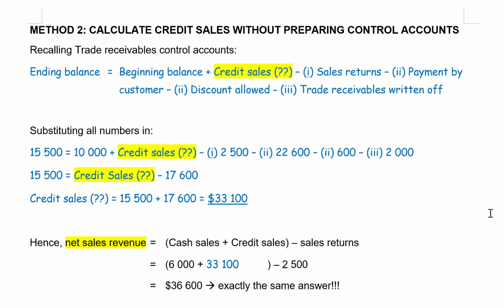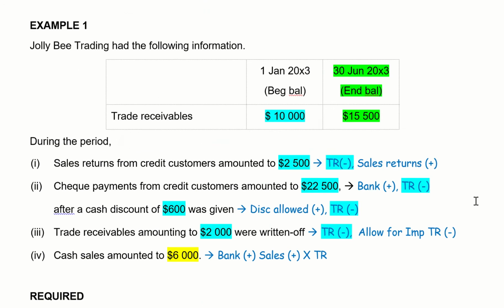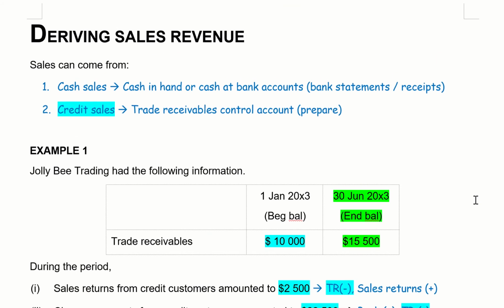Okay, so what you have done now is you have looked at deriving sales revenue. You have learned two ways to derive the sales revenue. One way is to prepare a control account. The second way is to just calculate by writing out a working.